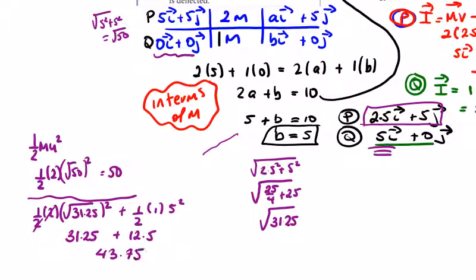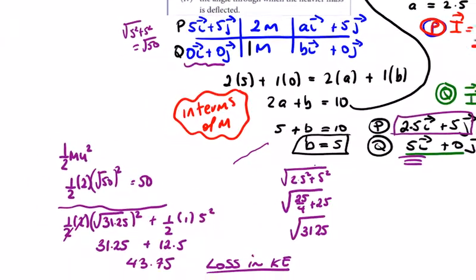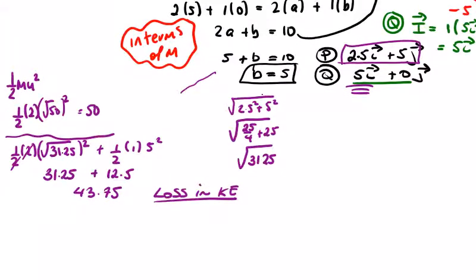43.75. So the loss in kinetic energy, or we were asked for percentage loss. Percentage loss in kinetic energy is, we lost 6.25, and we started at 50, and if we multiply that by 100, we're just going to multiply 6.25 by 2 to get 12.5% loss in kinetic energy.